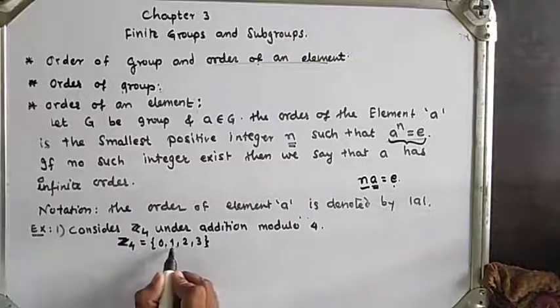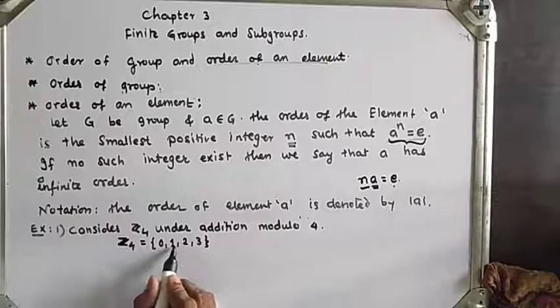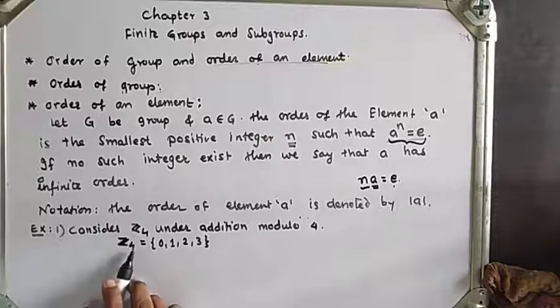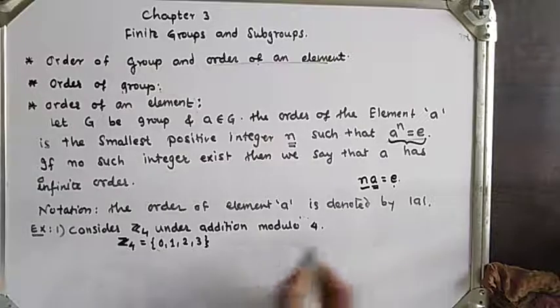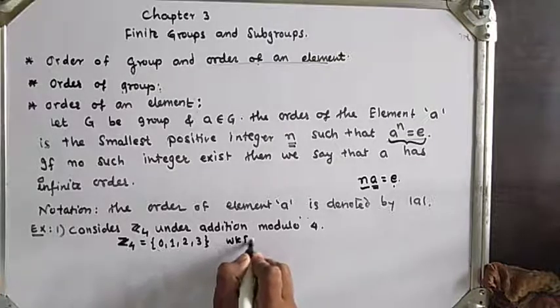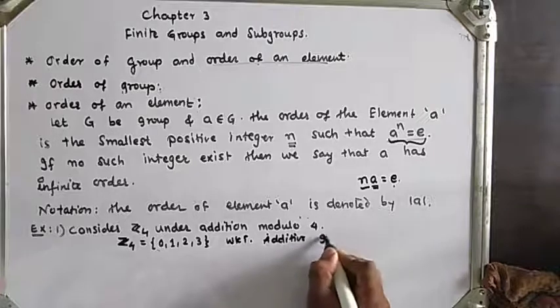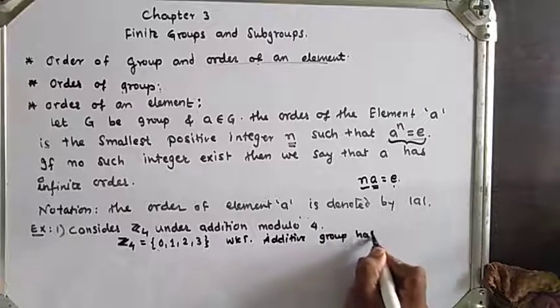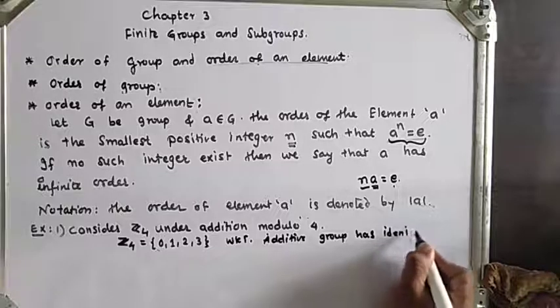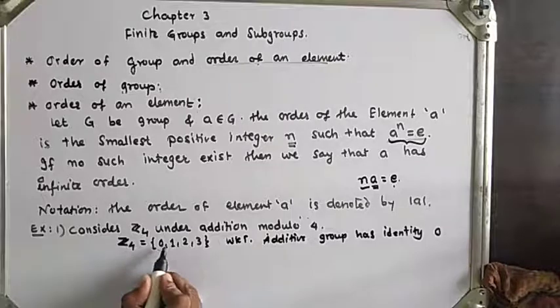So here, if I add 0 one time, then we will get identity, meaning the order of 0 is nothing but 1. If I add 1, how many times can I add 1? So 1 can be added 4 times, then we will get the identity element 0. Here the group is additive, so the identity element is always 0. And we know that an additive group has identity element 0, right? So if I add 0 one time, then the order of 0 will be 1.